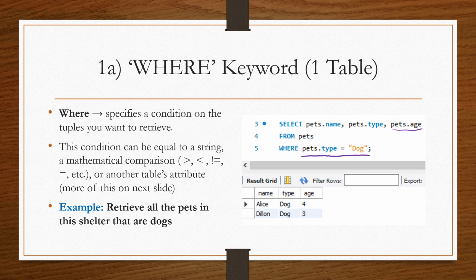Let's look at our first example. Retrieve all the pets in this shelter that are dogs. In this example, we are going to select the pet's name, their type, and their age. We're going to select this from the pets table, and the where condition is going to be where pets.type is equal to dog. In this result, we see that all the pets that are retrieved are dogs. So this concludes our query.